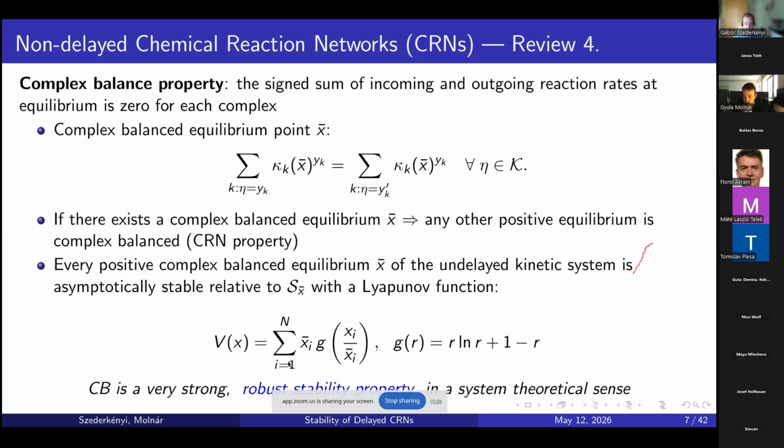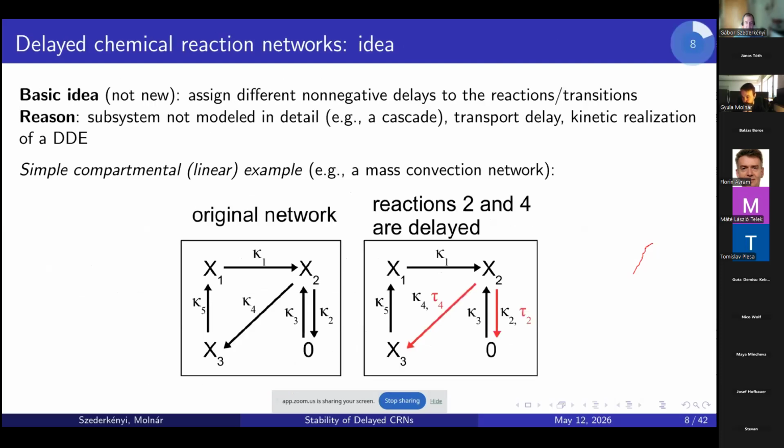And in a system theoretic sense, this is a very robust stability property, which is interesting not only for CRNs, but for any system that can be written in the form of CRN. The idea of the delays is not new, as I said, so we can assign different delays to the reactions or transitions in the case of compartmental systems, for example.